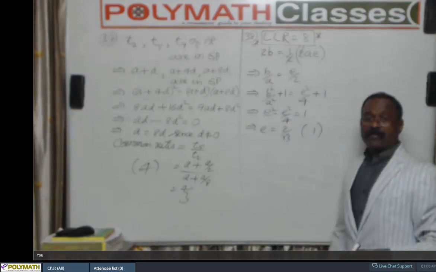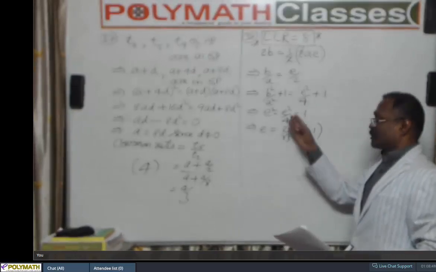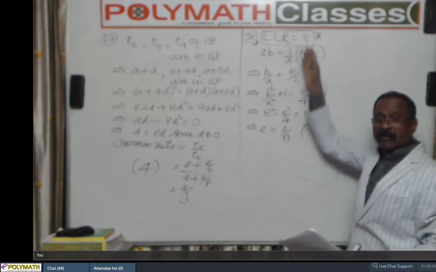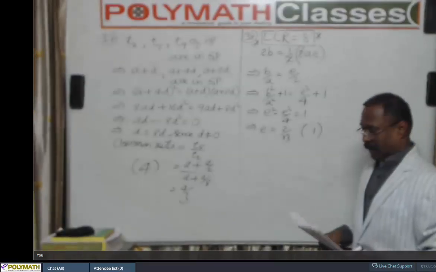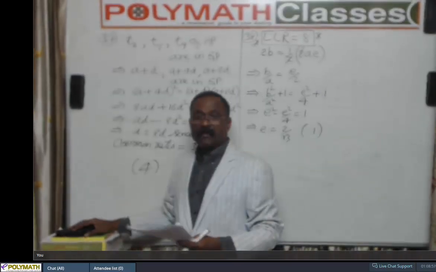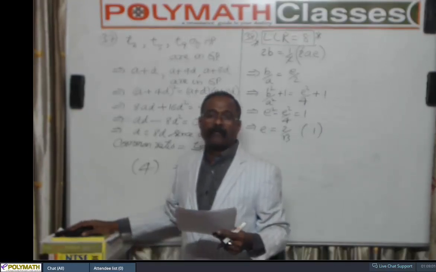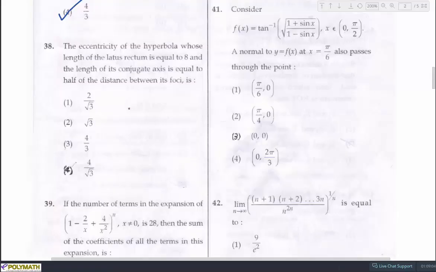Why this is given is a question, because we have used the second part only. We have not at all used this. So using this only we have got that. And so the answer is option number 4 for this.